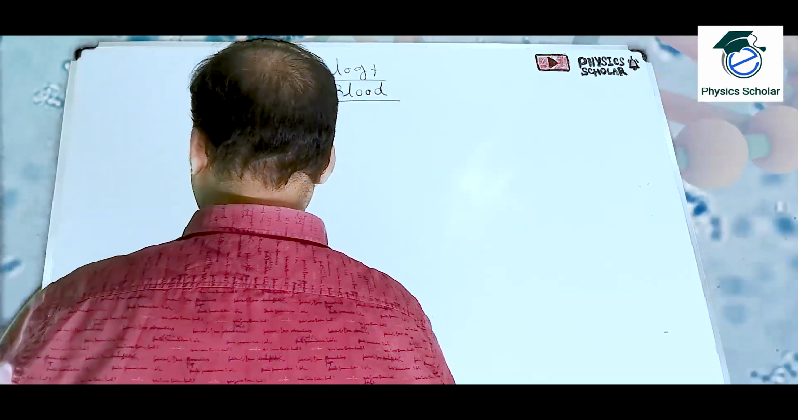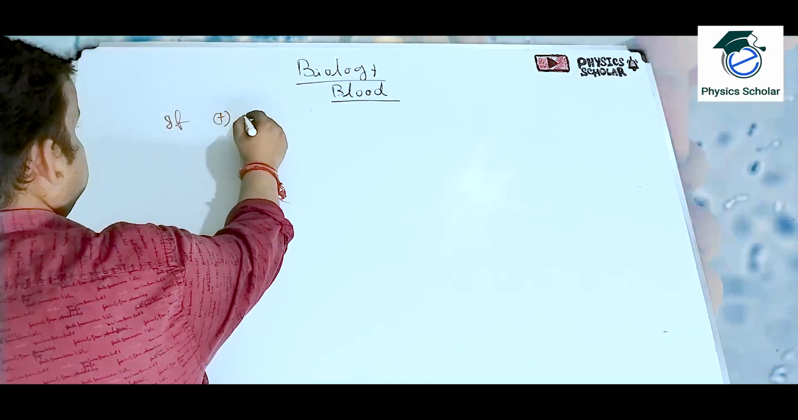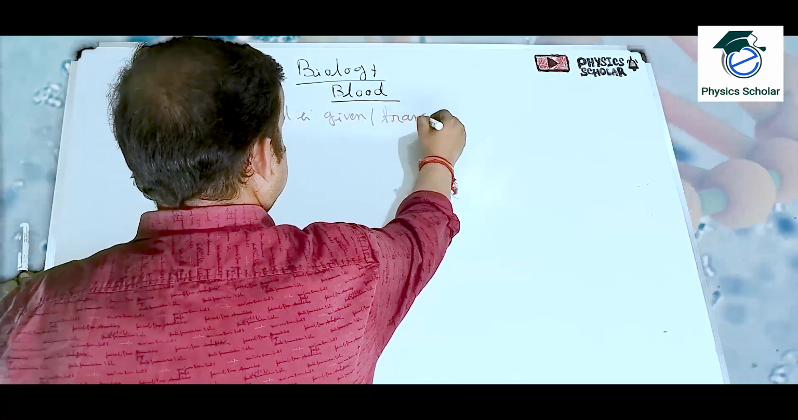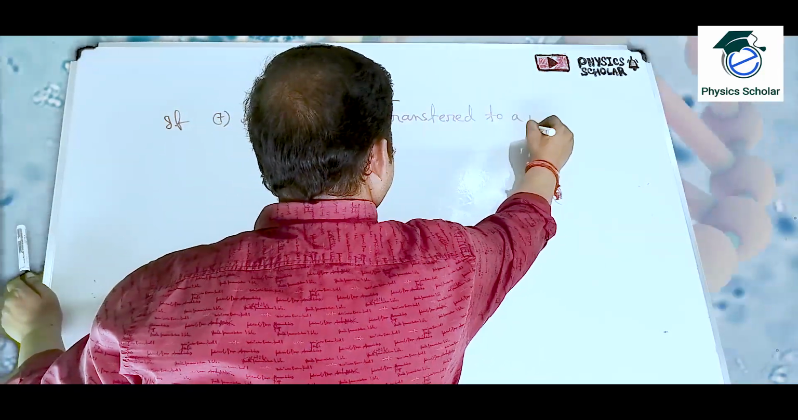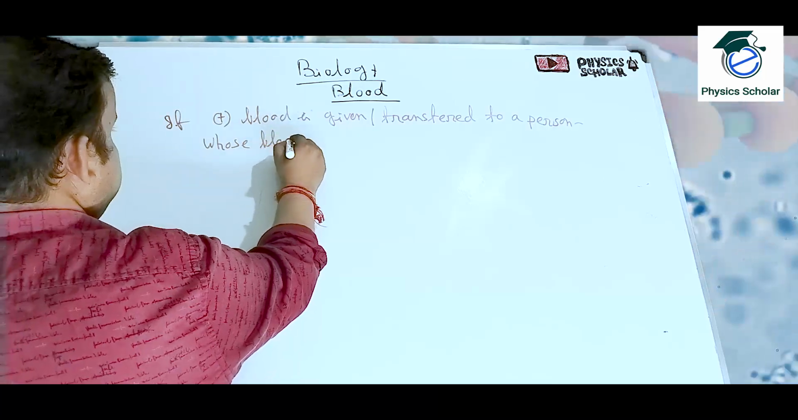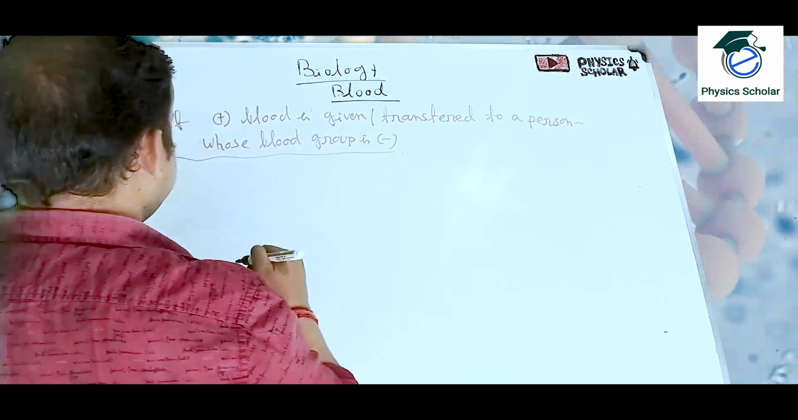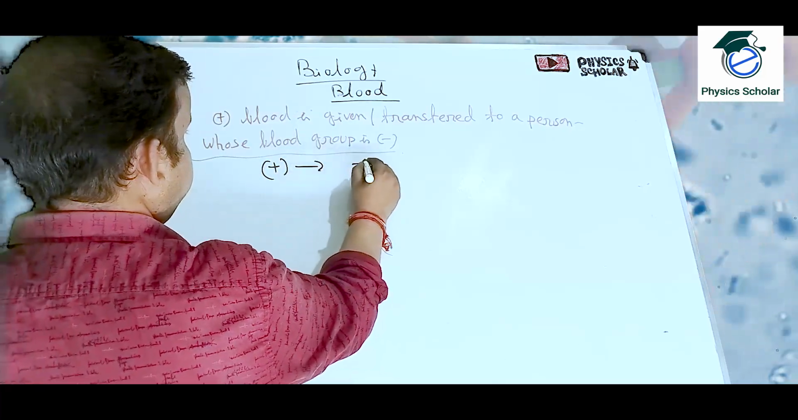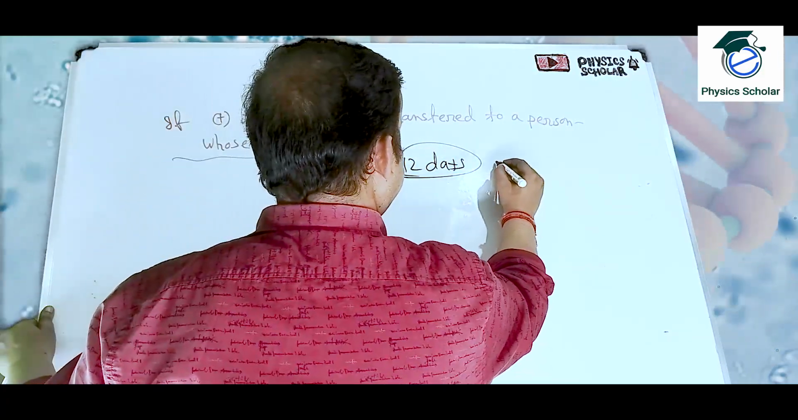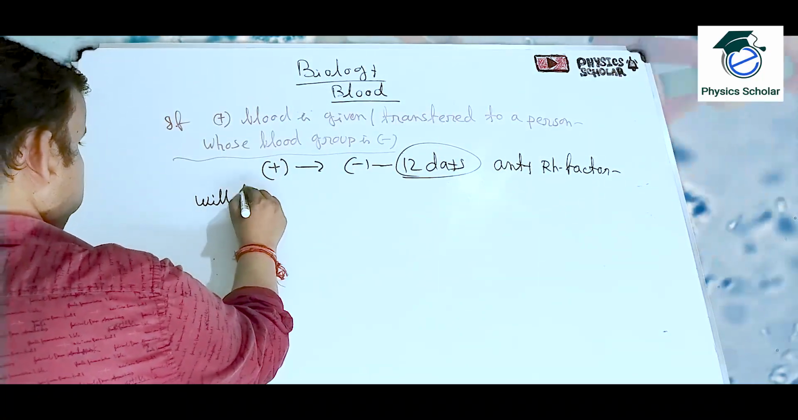So what happens if positive blood is given or transferred to a person whose blood group is negative? Okay, so what will happen? When the positive blood is given to any negative blood group person, then after 12 days, the anti-RH factor will be created in that person's blood, that means negative blood group.